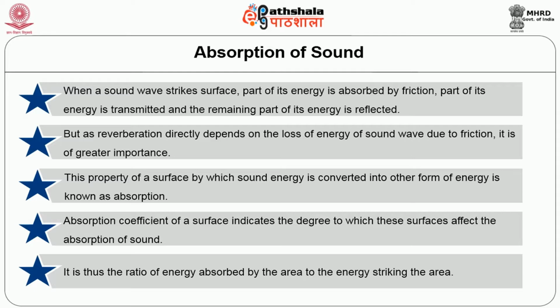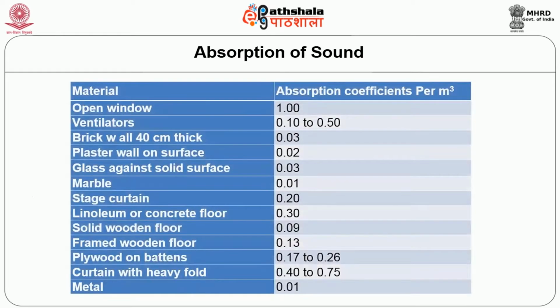The value of the coefficient of absorption depends on the frequency of the sound. The table gives the values of the coefficient of absorption for some of the common surfaces. For example, for an open window, the absorption coefficient per meter squared is 1. That means it will not reflect any sound; it will pass all the sounds. Ventilators, 0.1 to 0.5 per meter squared. Glass against solid surface, it is 0.03. Marble, it is 0.01. Plywood metal, it is 0.01. These values correspond to the normal frequency of 500 cycles per second. It may be noted that the coefficient of absorption for an open window is taken as unity.